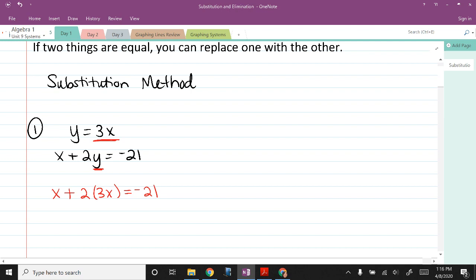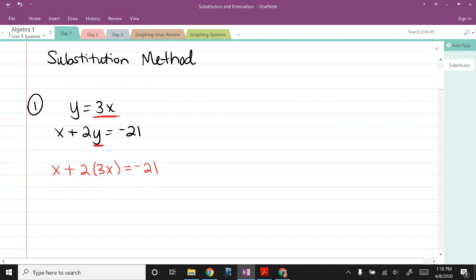And now if you notice that equation right there, all of my variables are the same. These are all x's in that equation, so now I can solve it for x. I replaced my y with 3x because the first equation told me that y equals 3x. And now my second equation has all x's in it, and I can solve it. So first I need to multiply 2 times 3x, which is 6x. So I have x plus 6x equals negative 21. Combine my like terms. 1x plus 6x is 7x equals negative 21. Divide both sides by 7, and x equals negative 3.